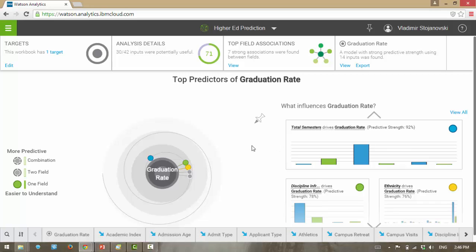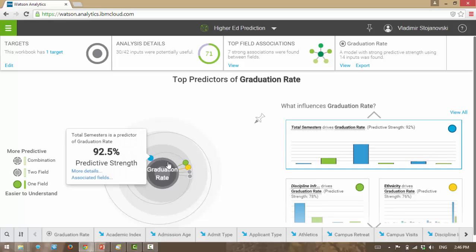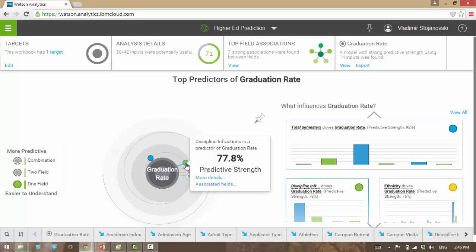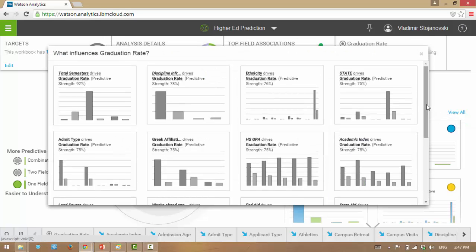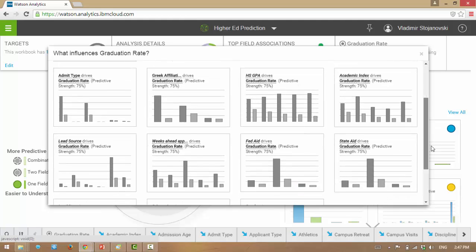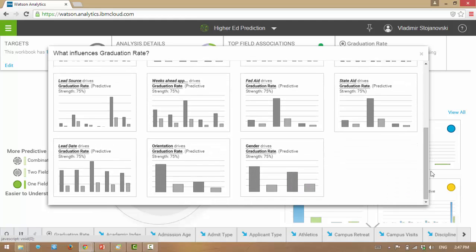The first thing we see on the screen is a bullseye chart. In the middle of the bullseye is the variable that we're trying to predict, which is graduation rate. The points around it are the key drivers of graduation rate. So total number of semesters, disciplinary infractions, and other points. The drivers are described in plain English sentences. And if we click on View All, we will see all of the important drivers of graduation rate. So out of the several dozen columns, Watson Analytics has identified about a dozen that strongly influence graduation rates.